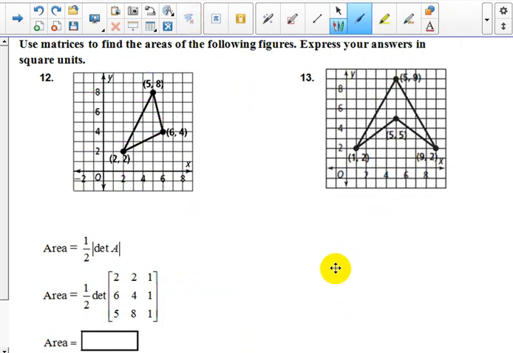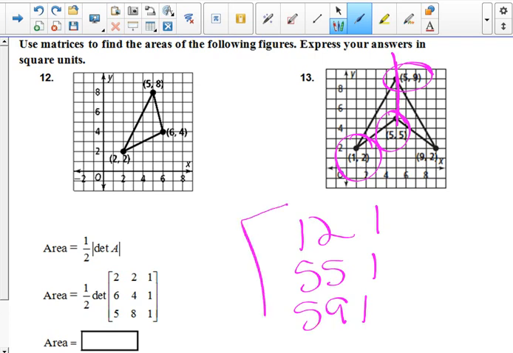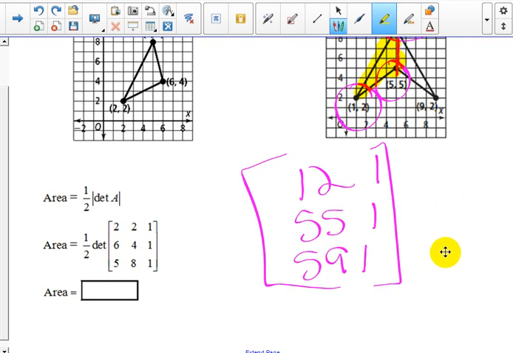All right, the next one's a little tricky. So look at the shape of 13. How many triangles are in that? 2. So be careful what you choose for coordinates, okay? So I would choose 1, 2, and then put your 1 behind it. 5, 5, 1, and 5, 9, 1. And get the determinant of that. And let's get the area of one triangle, right? So tell me what that determinant is, and we'll take 1/2.